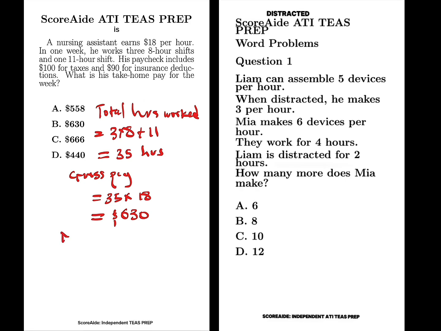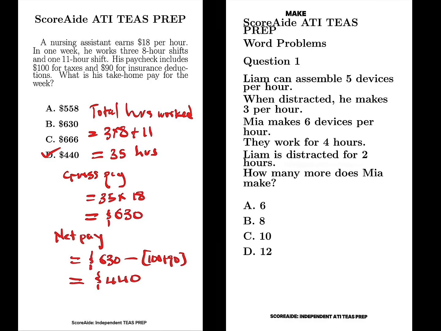So the net pay, which is the take home pay, is going to be 630 minus what? Minus the deductions, which is $100 plus 90. So 630 minus 190. So that is going to be $440. So the answer is going to be D. Perfect.